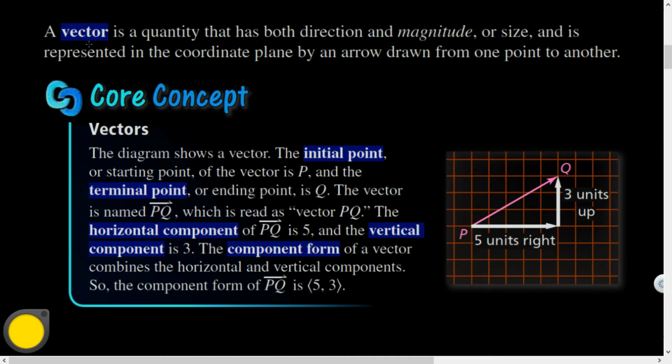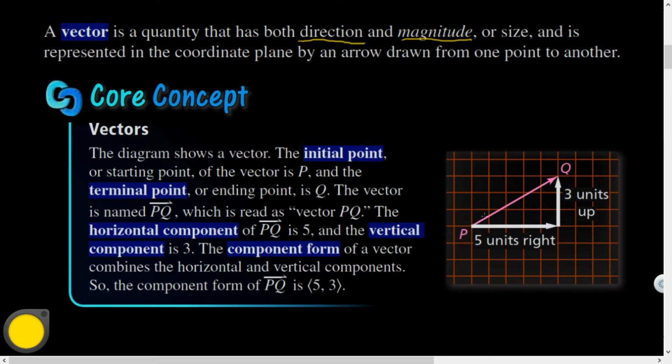A vector has two components. It's a quantity that has both direction and magnitude, so two pieces going into that. Magnitude would be its length or something to that effect, and is represented in the coordinate plane by an arrow drawn from one point to the other.